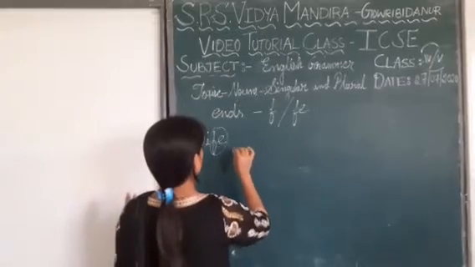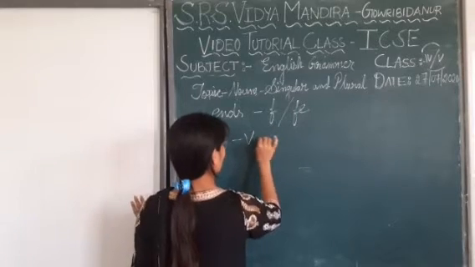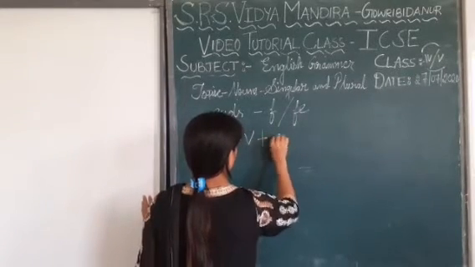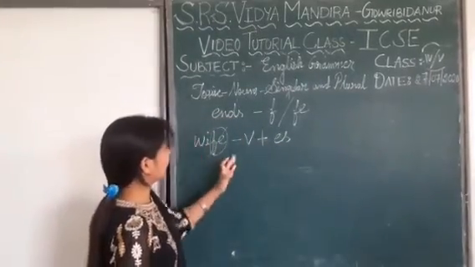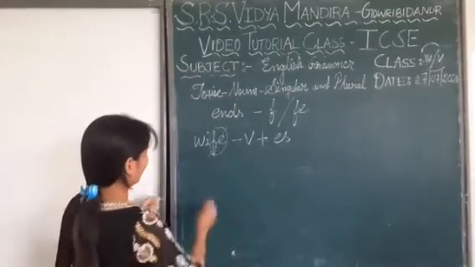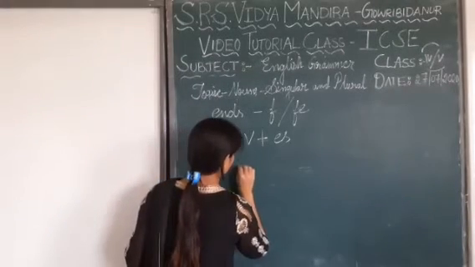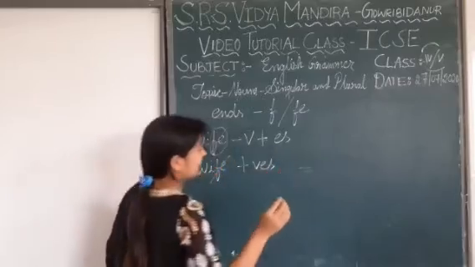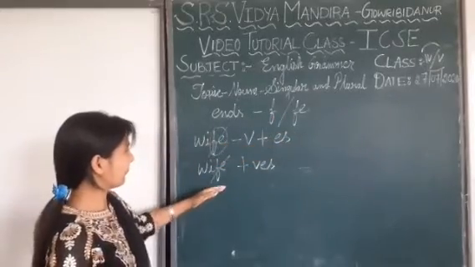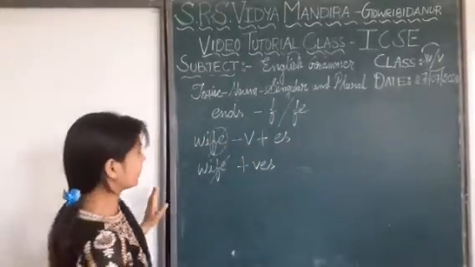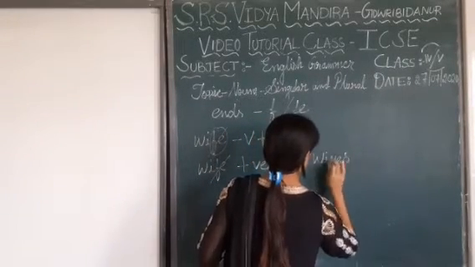You have to cut, or else you can change the F into V, then add ES. So change the FE or cut the FE, then add VES. The same way, you can do whichever is easy for you. Cut the F or FE, then add VES. Which one is easier for you, you can use that. When the word ends with F or FE, cut the F or FE, then add VES to change into the plural form of the noun. Then what comes as the answer? Wives. So this is the answer.